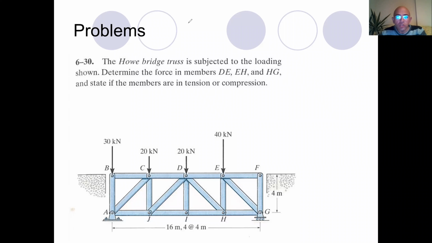Okay, so next question is 6.30. The whole bridge truss is subjected to the loading shown. Determine the force in members DE, EH, and HG and state if the members are in tension or compression. Now, we are asked for the forces in DE.